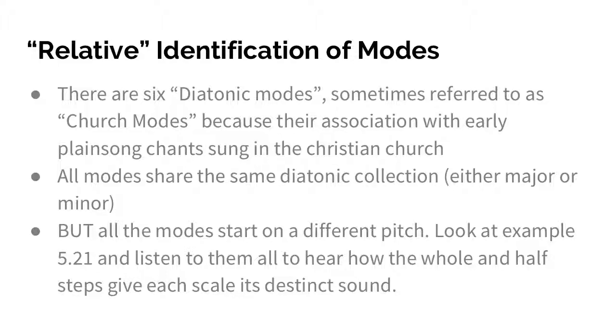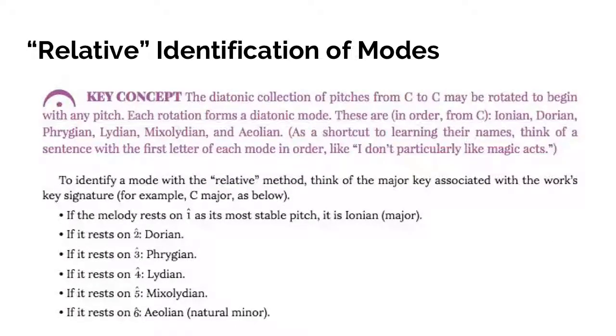If you write a scale, C to C, that's Ionian, which is major. Re to re, or scale degree 2 to scale degree 2, is Dorian. Scale degree 3 to scale degree 3 is Phrygian. Scale degree 4 to 4 is Lydian. Scale degree 5 to 5 is Mixolydian. Scale degree 6 to 6 is Aeolian, which is what we know as the natural minor scale. What I just said is all written here. Feel free to reread that. This is really important to know about how the relative mode is figured out.